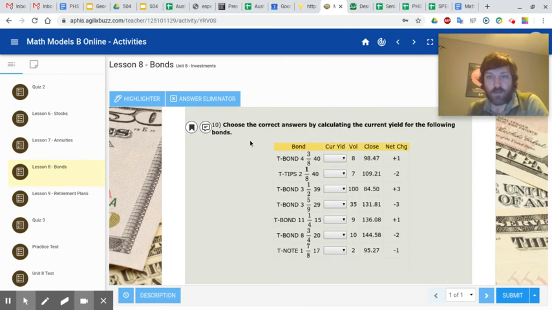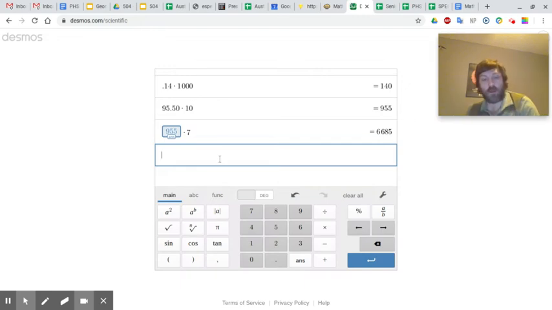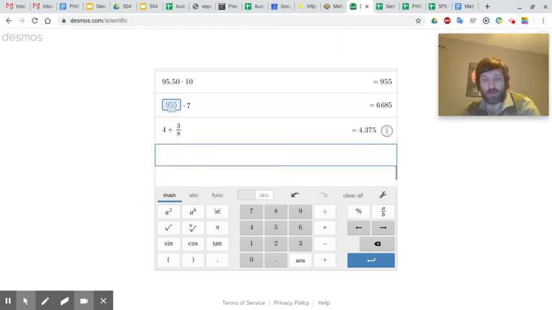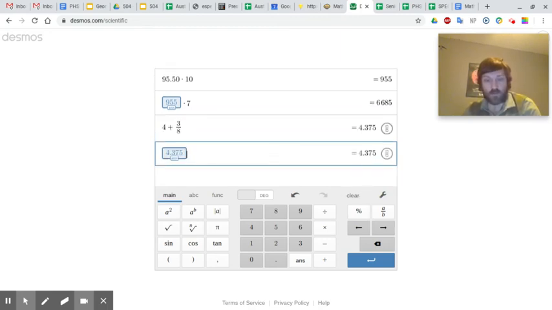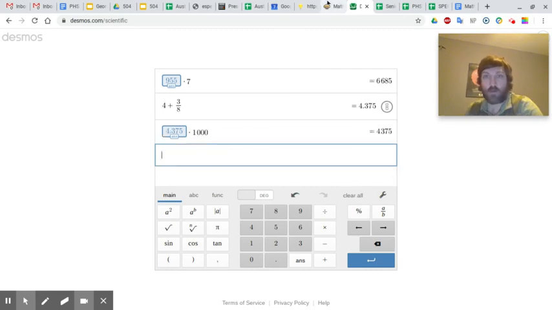Choose the correct answers by calculating the yield. Okay, so yield. This is the one thing you need to definitely know for the test. And so what you're doing here is we're going to take the bond interest and the closing, and that's the two things we're going to do. The first thing we're going to do is multiply this number and get that down into the form that we want it, 4 3/8. And we're going to multiply that times 1,000. We get that number right there.